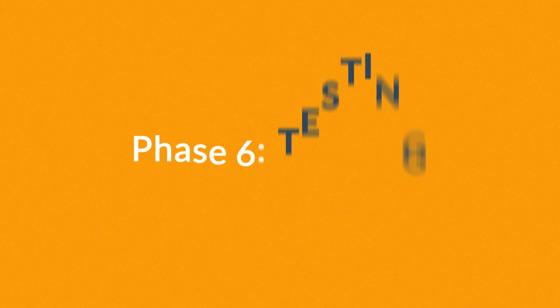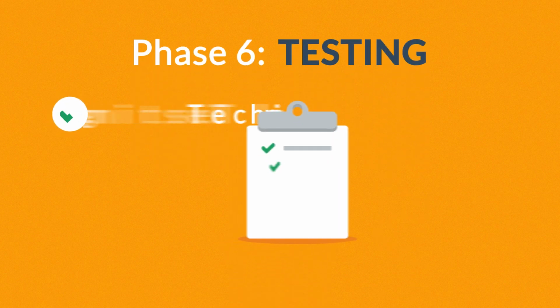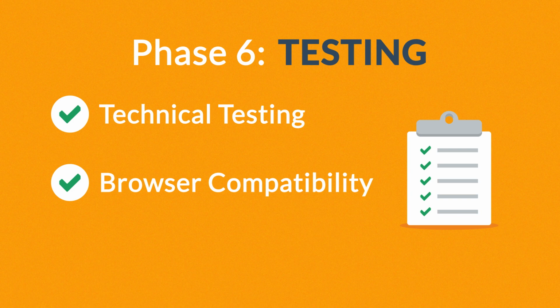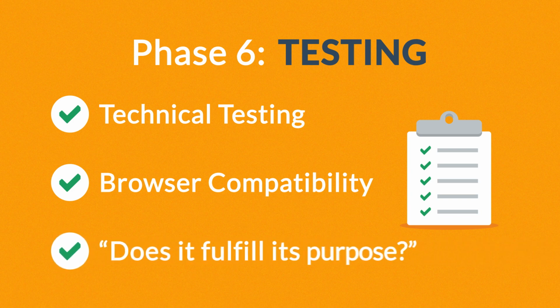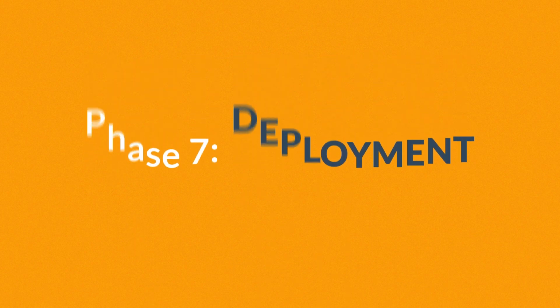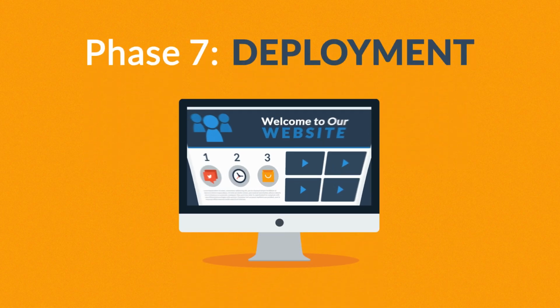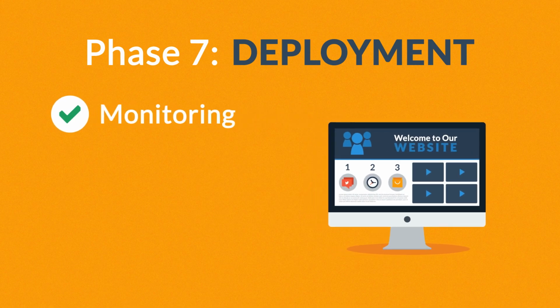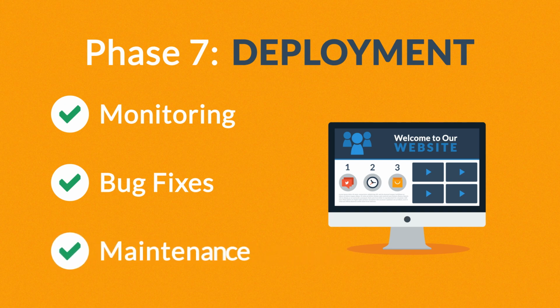Phase 6. Testing. We test all the technical features, like code and scripts, compatibility with major browsers, but we also ask ourselves if the website really fulfills its purpose. Phase 7. Deployment. After we launch the site, our job is definitely not done yet. We always monitor what's happening after the start, enabling us to fix any possible deficiencies. And if you want, we can also manage the future maintenance and updates for you.